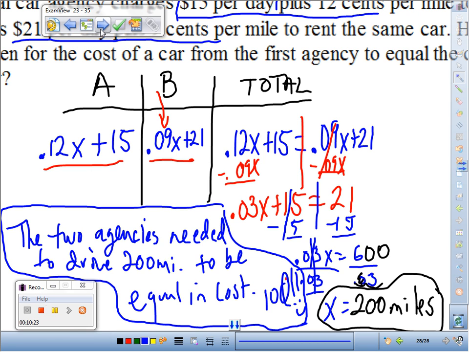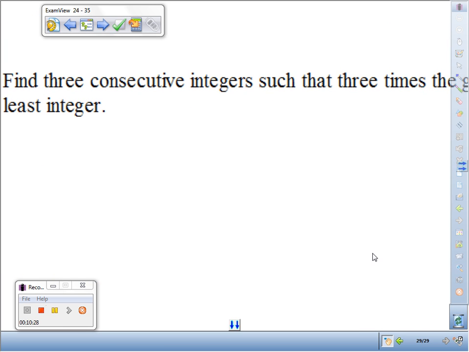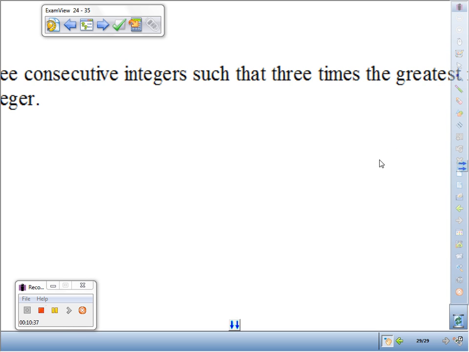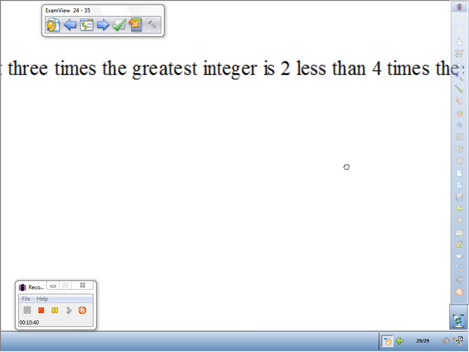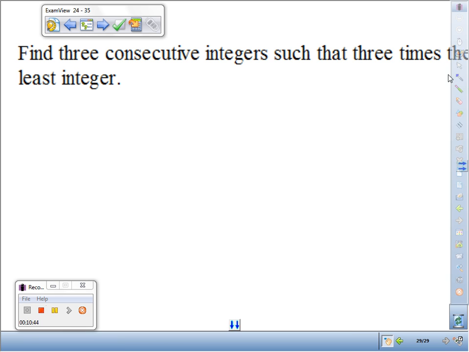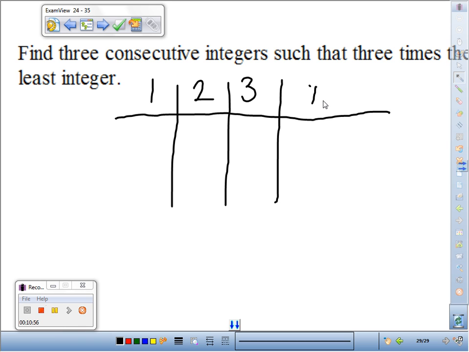Sabatone, I see you. All right, here we go, number 24, my bad. Here we go. It says, find three consecutive integers such that 3 times the greatest integer is 2 less than 4 times the least integer. So how many integers are they talking about? 3. So you draw 3 lines down. 1, 2, 3. One across. Label that, please. This is 1, 2, 3 total.